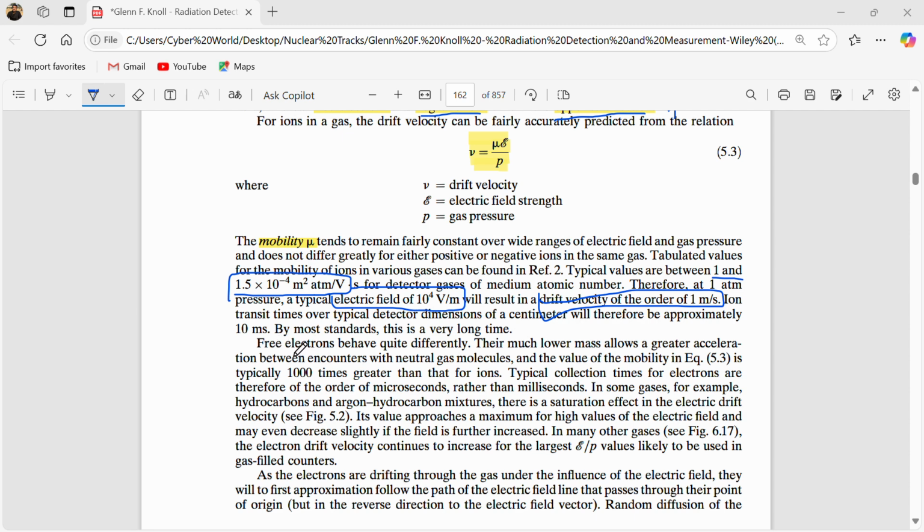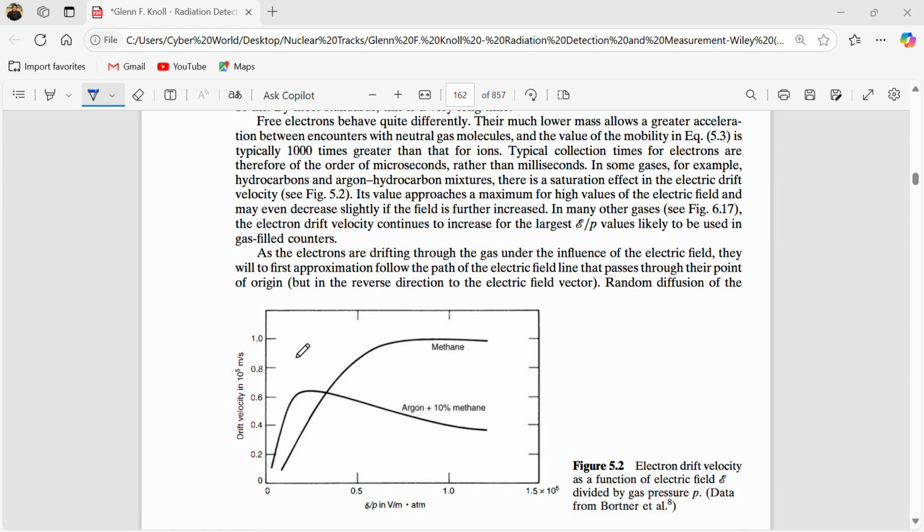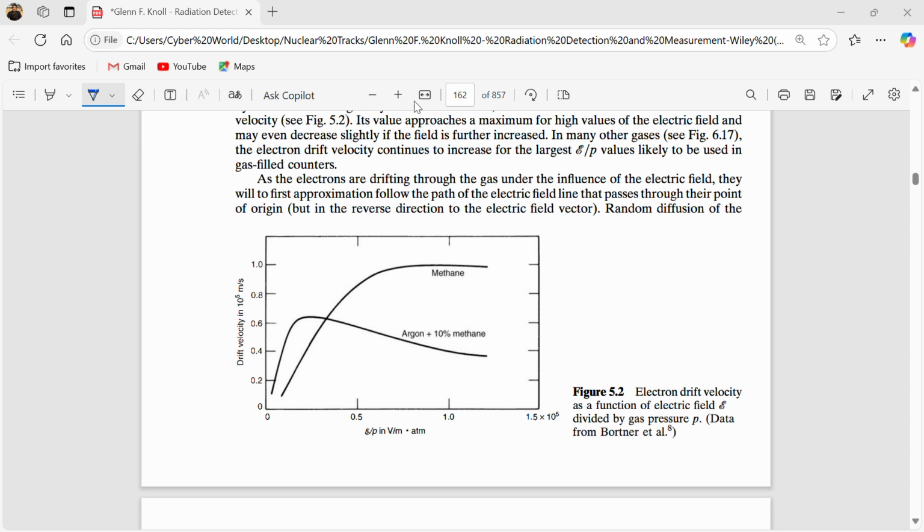Now to move on to the next. Here is a graph showing an illustration, so just watch through this. What are the observations from this graph? On the x-axis you can see the ratio of electric field strength over pressure, in volt per meter atm, and on the y-axis you can see the drift velocity, on the order of 10 to the power 5 meter per second.